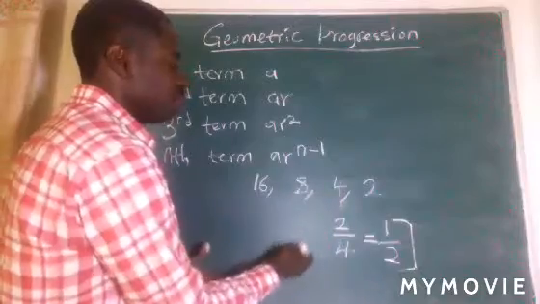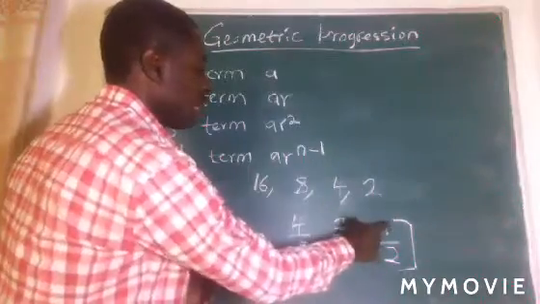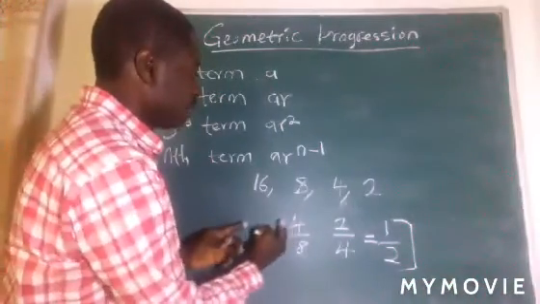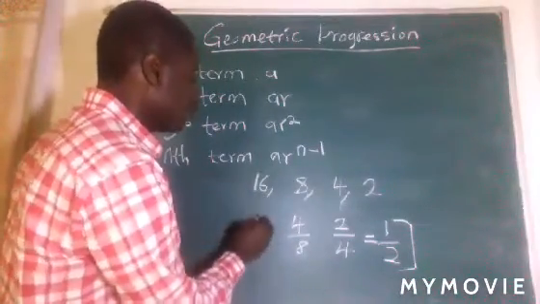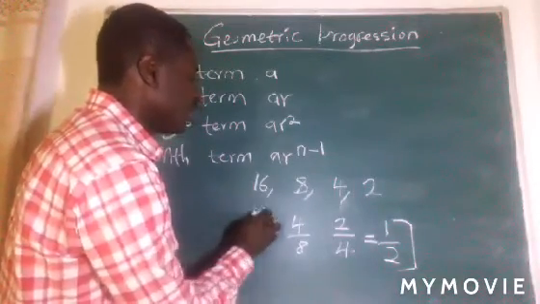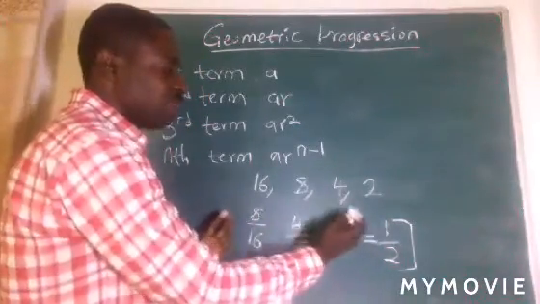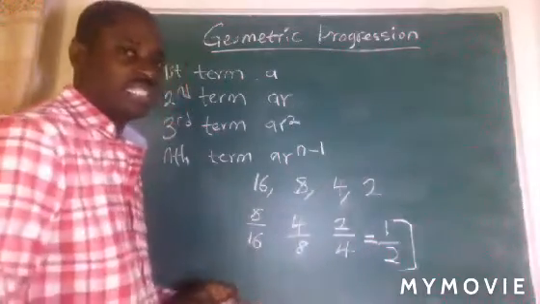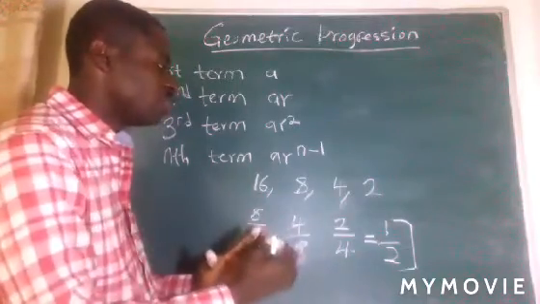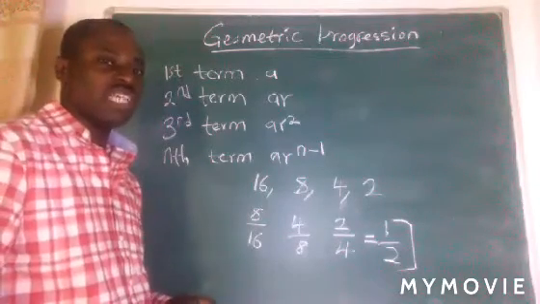The same thing applies here. 4 divided by 8: 4 goes into 4 one time, and 4 goes into 8 two times. It's the same thing as half. The same applies here: this term divided by this term, so we have 8 divided by 16, which is the same half. So they all have the same common ratio of half. That is what we mean by geometric progression. There must be a common ratio between each of the terms in the sequence. Now, let us go to our first example for today.